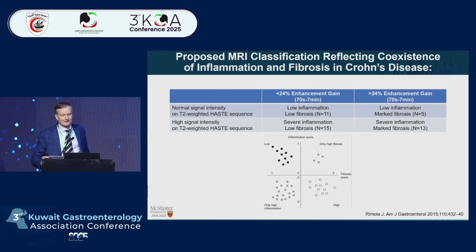And you can try to boil these things down to simple rules, and this is an example of a simplified MR classification tool, a 2x2 table, using delayed enhancement gain being lower or higher, meaning low fibrosis or more fibrosis, and then T2 weighted signal intensity, looking for inflammation low or severe. And I think the key thing to take away from this is that fibrosis and inflammation often coexist, and probably the minority of our patients have a purely fibrotic or a purely inflammatory stricture on imaging. But these sorts of rules can help to tease apart how significant the inflammatory component of a stricture might be.